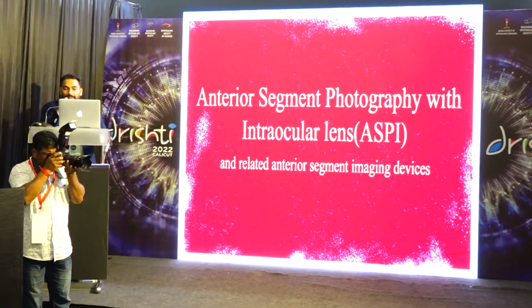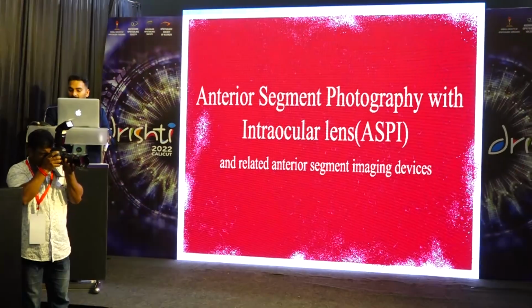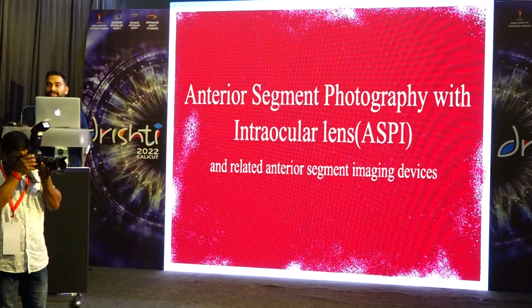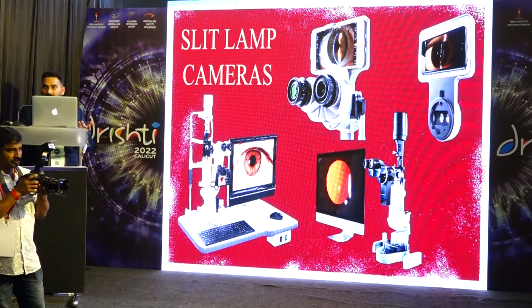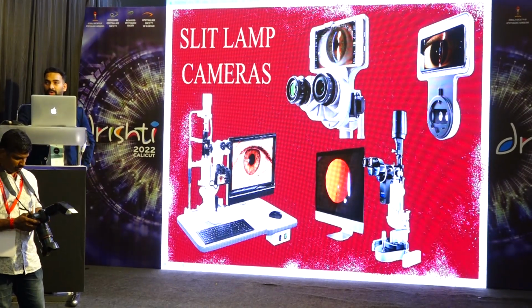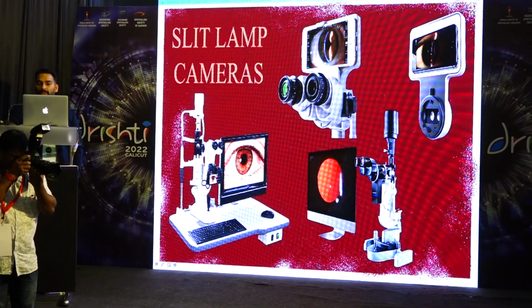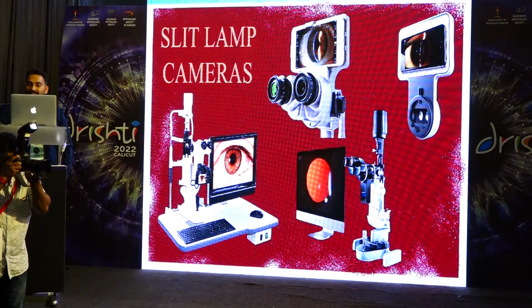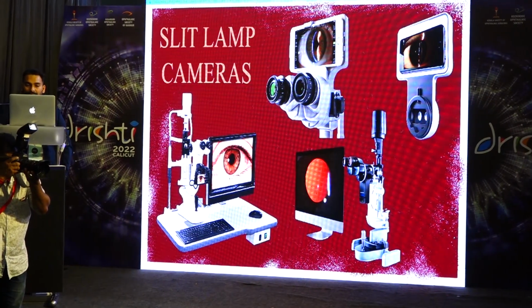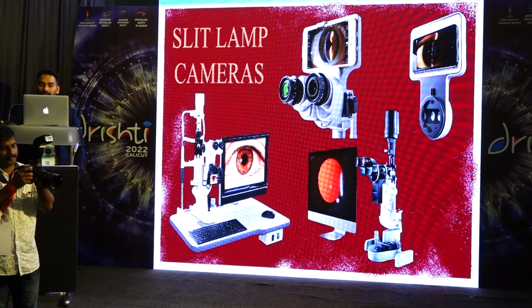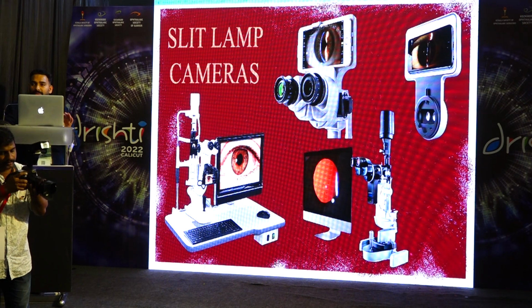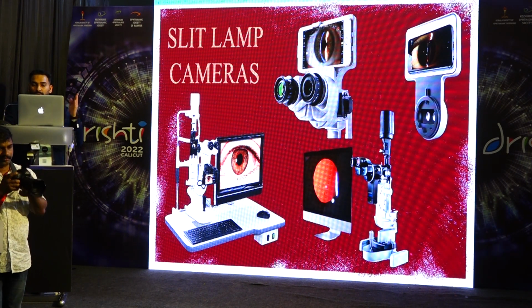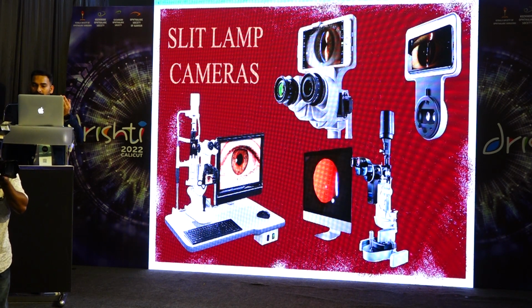Good morning, everybody. I'll be talking first about anterior segment photography with the intraocular lens and related anterior segment imaging devices. Just to brief on what are the options we have. Slit lamp cameras are already there. The companies provide you with slit lamp cameras which take images with your mobile phone, with a smartphone, or a TV through the slit lamp. So all we need is a beam splitter which will split the image to two, one to the eyepiece of the observer and another one to the smartphone.